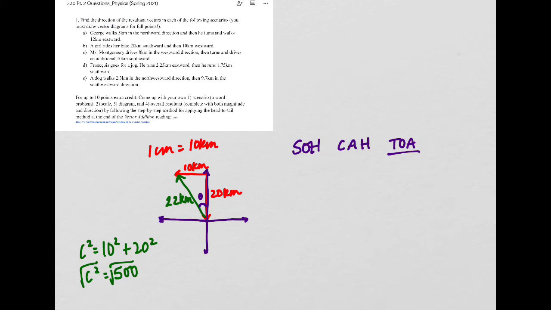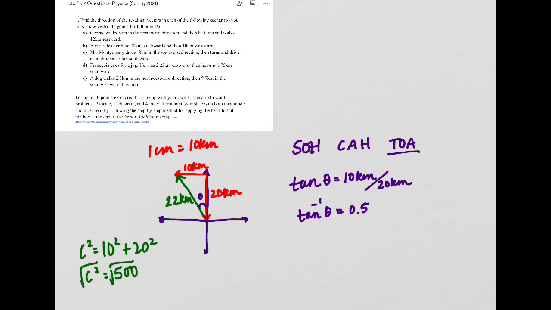So you could have done it that way too if you wanted to be faster. So let's do it that way, even though I already solved for the hypotenuse. So the tangent of theta equals the opposite, which is 10 kilometers, divided by the adjacent, which is 20 kilometers. Then I get tan theta equals 0.5.